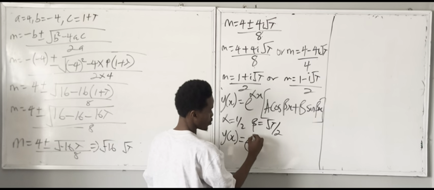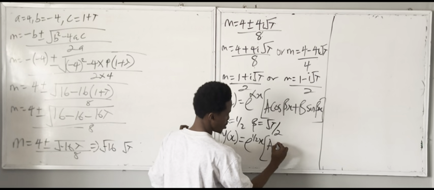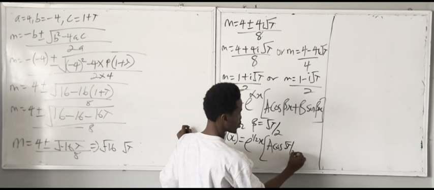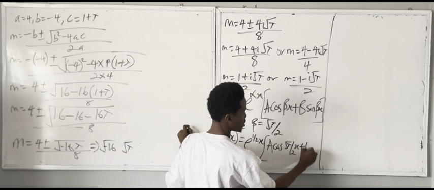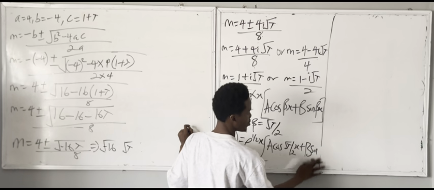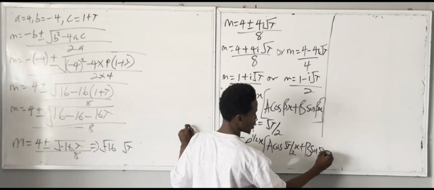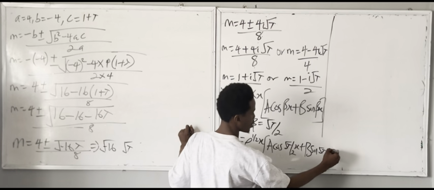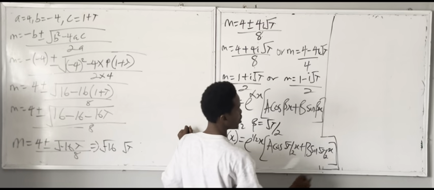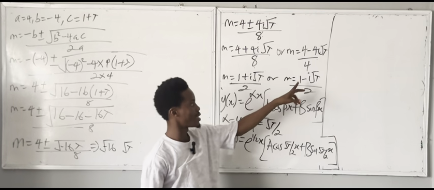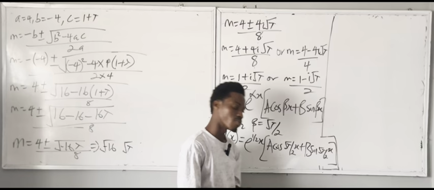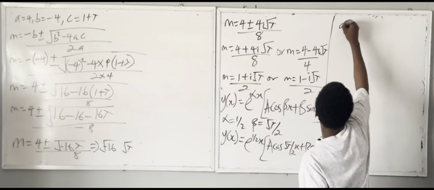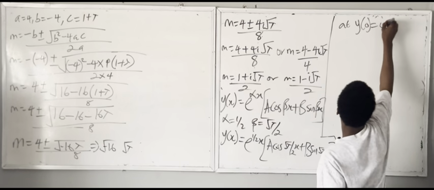So I'm going to have exponential 1 over 2 x, times A cos of my beta, which is square root of lambda over 2 x, plus B sine of square root of lambda over 2 x. So in the real part, we don't have anything negative. Everything will be positive or negative. And the boundary condition that will be given is y of 0 equals 0.